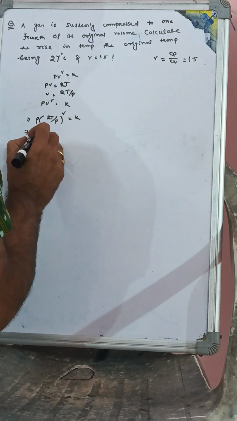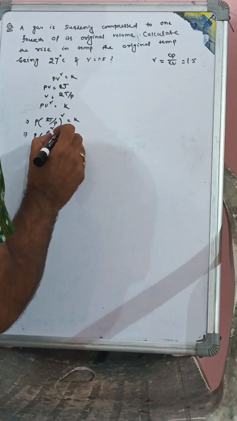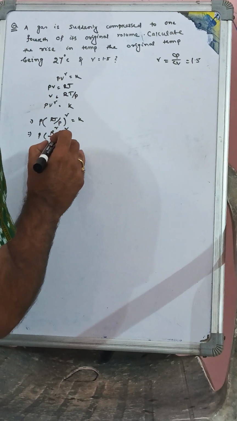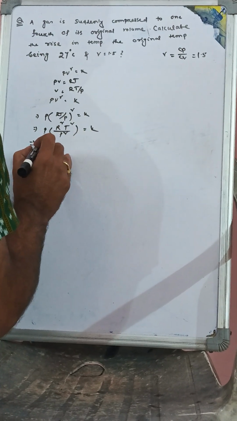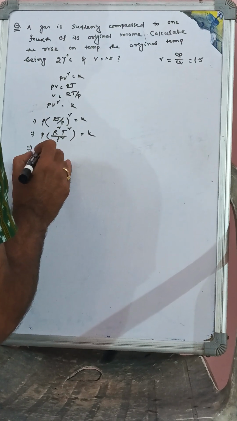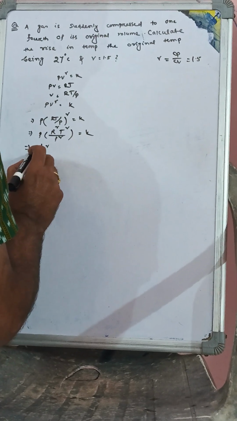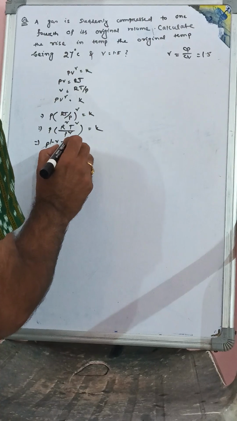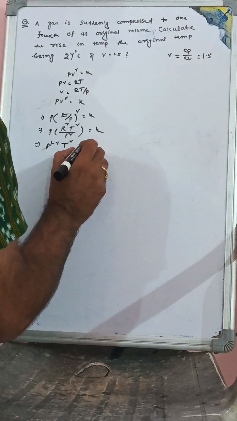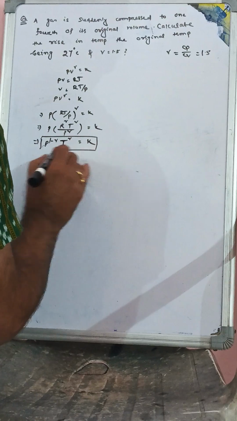So this implies that P R to the power gamma T to the power gamma divided by P to the power gamma is equal to K. So this implies P to the power 1 minus gamma into T to the power gamma is equal to constant. This is one equation.